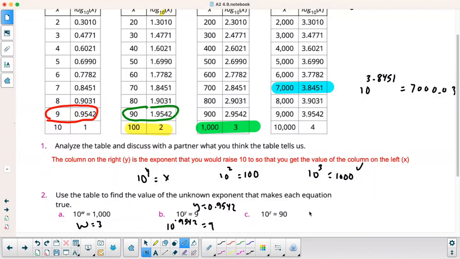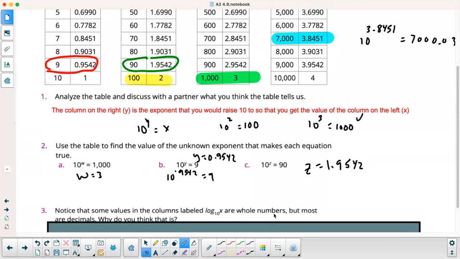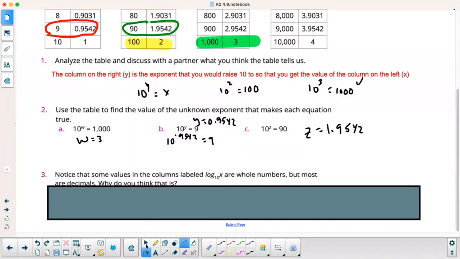So I'm going to say z equals 1.9542. Okay, so that's basically what you would take 10 to get 90. All right, notice that some values in the columns labeled log base 10 of x are whole numbers, but most are decimals. Why do you think that is?